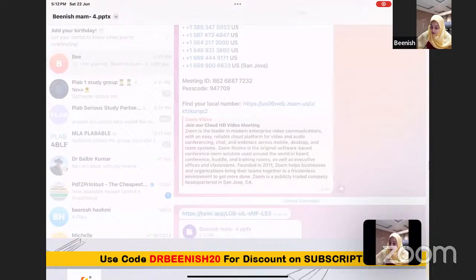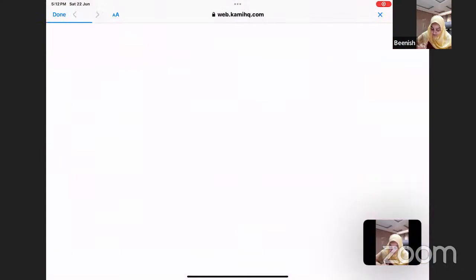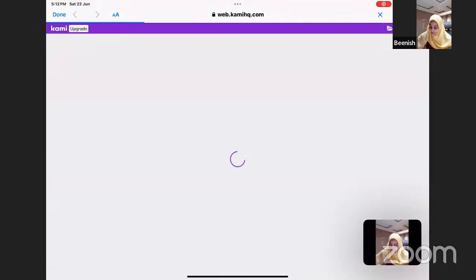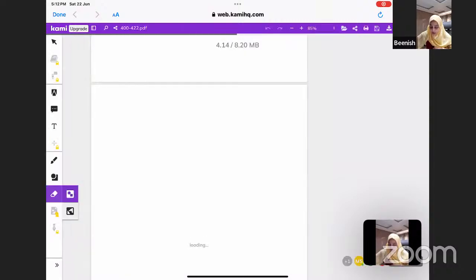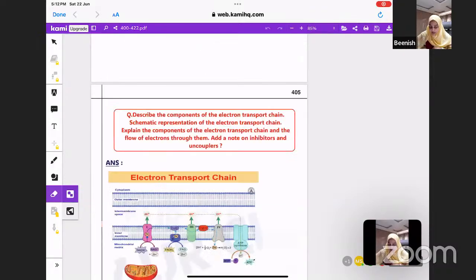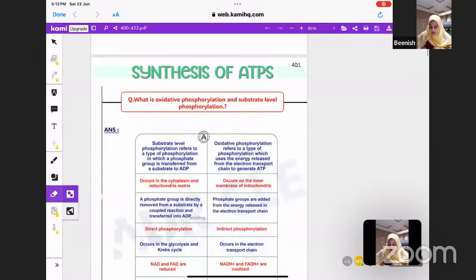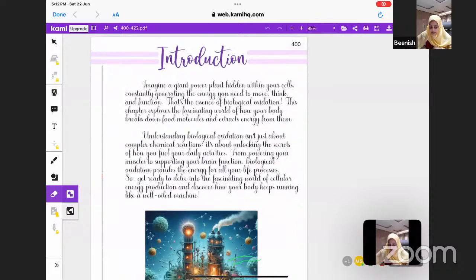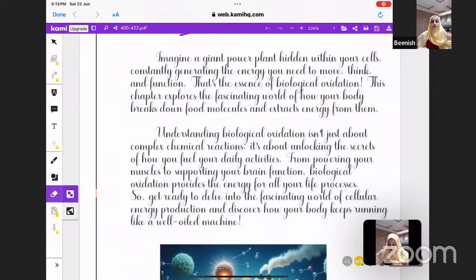Okay, so now let's begin with today's lecture. That is biological oxidation. You can consider that this biological oxidation is synonymous to a kind of power plant, an energy generating power plant in your body, so that you're able to move, think, function properly.